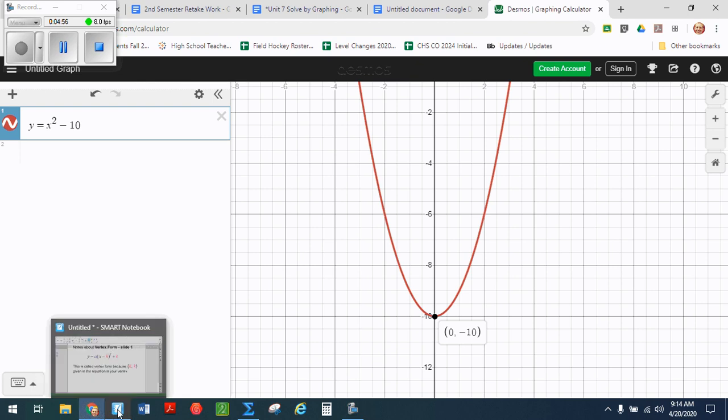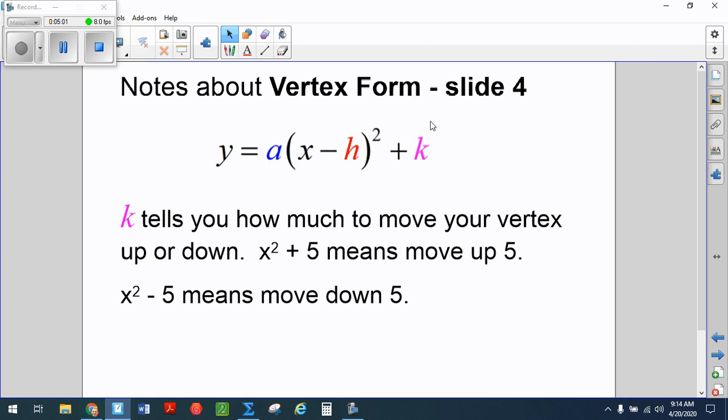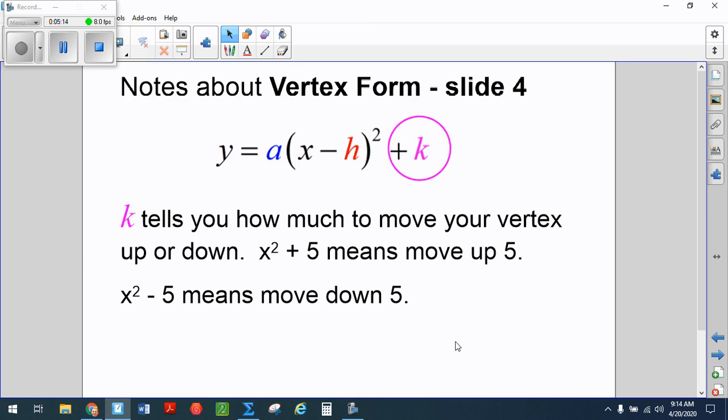So let me show you on our notes where you can write something about that. This is actually the fourth slide. This number k at the back, I'm going to put a circle around it. This k at the back tells you how much you move your vertex up or down. If I have x squared plus 5, that means I move up 5. If I have x squared minus 5, that means I move down 5. So you need to know that. Having a number at the end, plus k, could also be at the beginning as an added number, like 5 plus x squared. That's the same as x squared plus 5.